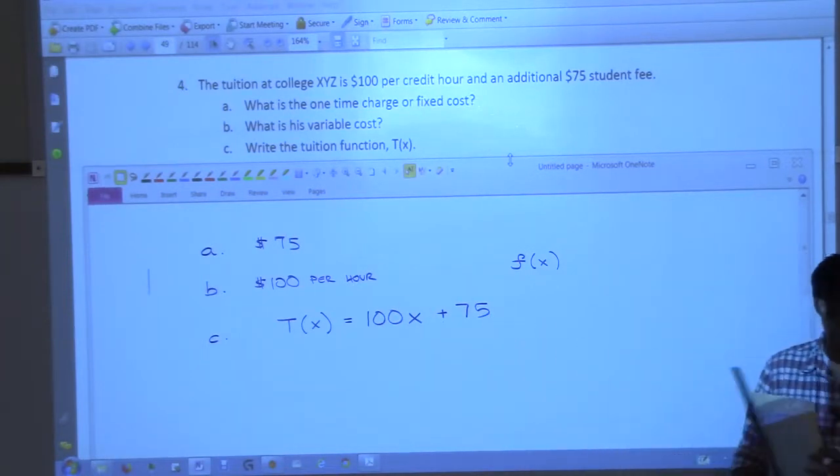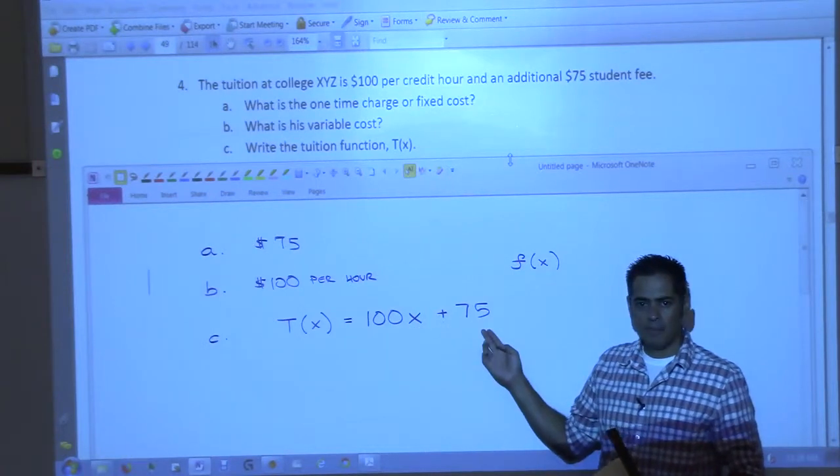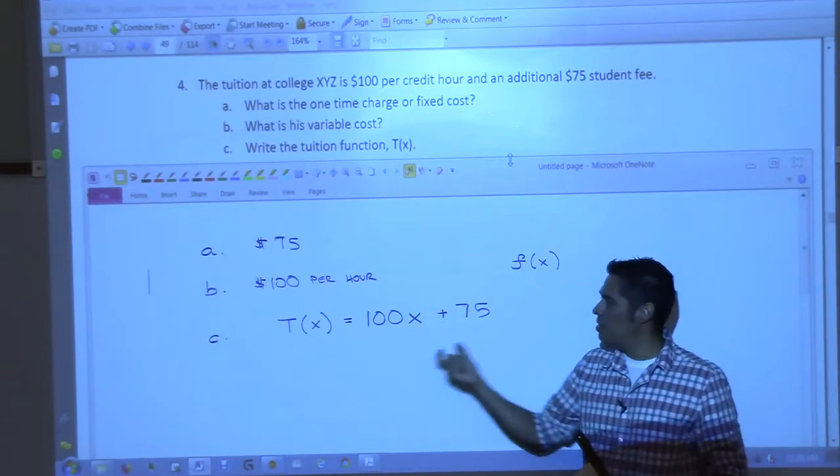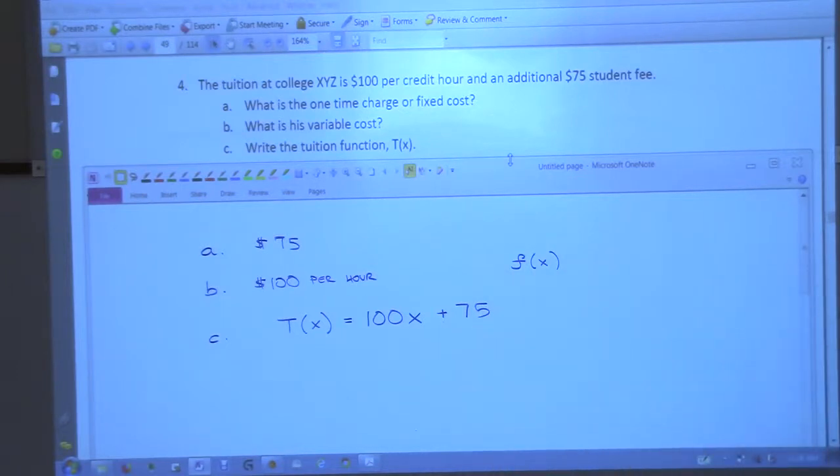Okay, and now hopefully you can see this looks a lot like a linear equation, right? This looks like y equals mx plus b. So b is that fixed cost, the 100 is the slope of the line, and that's all they wanted.